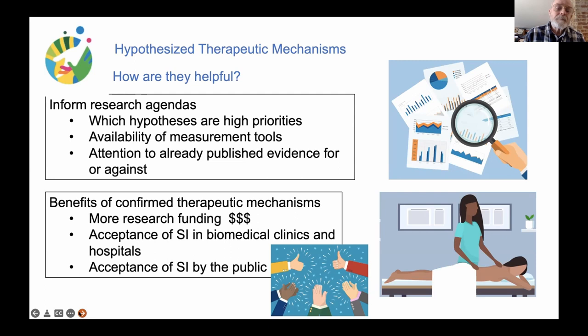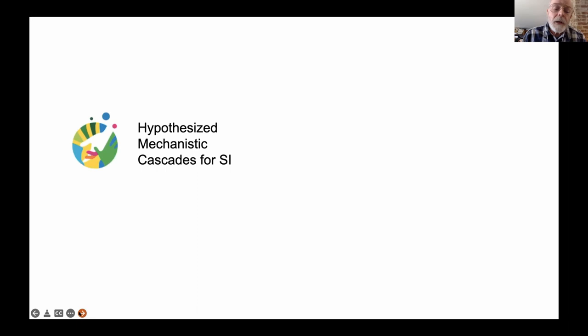Okay, now I'm going to go through hypothesized mechanistic cascades for structural integration. It's going to start simple. It's going to get a bit complex, but hopefully not too complex. And these are some of the mechanisms hypothesized that we've come up with. They are not proven. They're hypotheses. They need to be researched. So we start with the manual intervention.